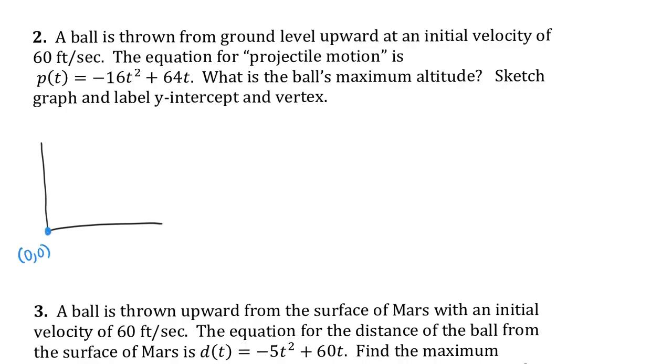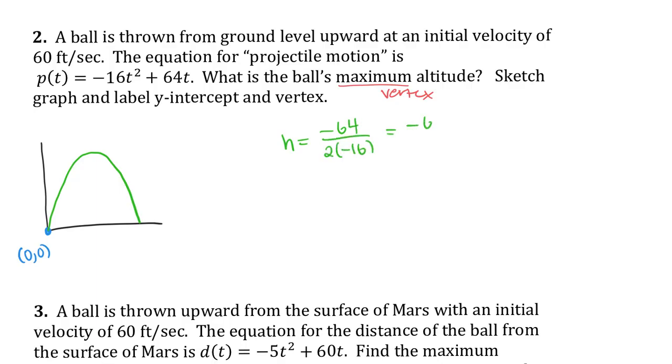Okay, let me read it to make sure that makes sense. The ball is thrown from ground level. So it starts from the ground, which is why it's 0, 0. Motion goes like this, and then it's going to come back down. So I'm going to sketch it, even though I don't have the exact height of it. Okay. They still want the maximum altitude. When I see maximum, I'm thinking vertex. And I also need the vertex for the graph. Okay, so h equals negative b over 2a.